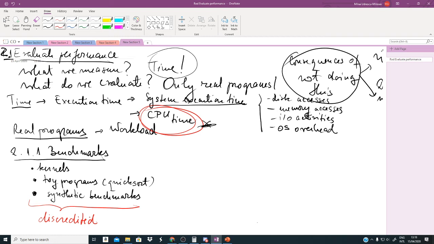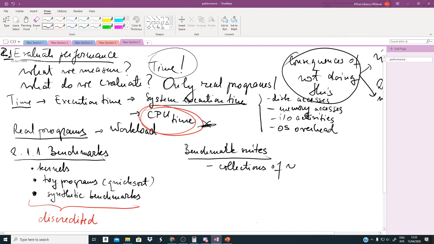You cannot capture with one program all the situations that can happen in a computer system. That's why for testing computers, the evaluators are not just using benchmarks, they are using the so-called benchmark suites. These are collections of real programs.